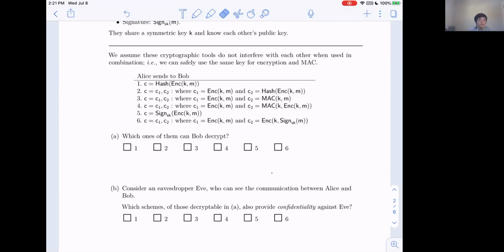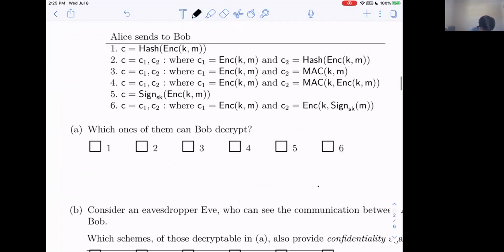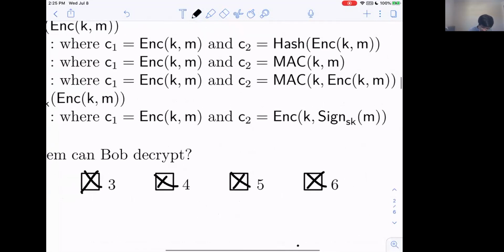There we go. So you guys said everything but 1 and 2. So let's take a look at this. Why can't we decrypt 1?